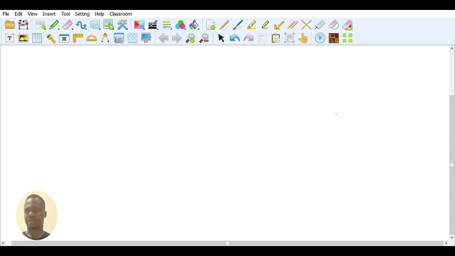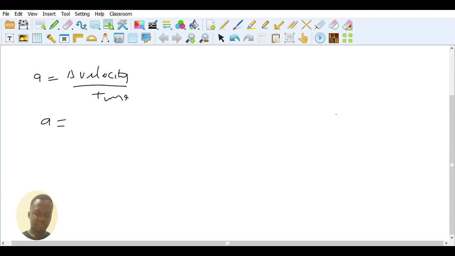Acceleration is defined as change in velocity over time. So acceleration A is change in velocity over time. What is change in velocity? Final velocity minus initial velocity. Final velocity is represented with V, initial velocity is represented with U, over T.